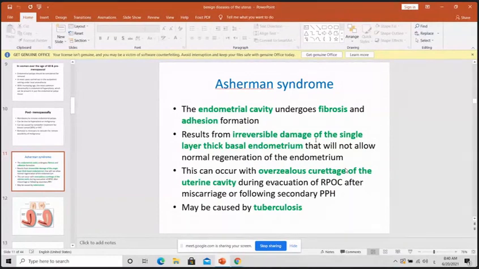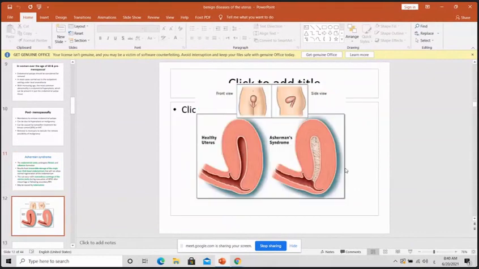Now we come to the second important benign condition that can be seen in our clinical practice, that is termed Asherman syndrome. From this picture, you can see that the uterus with Asherman syndrome differs from the healthy uterus, and that there is fibrosis and adhesion in the endometrial cavity.